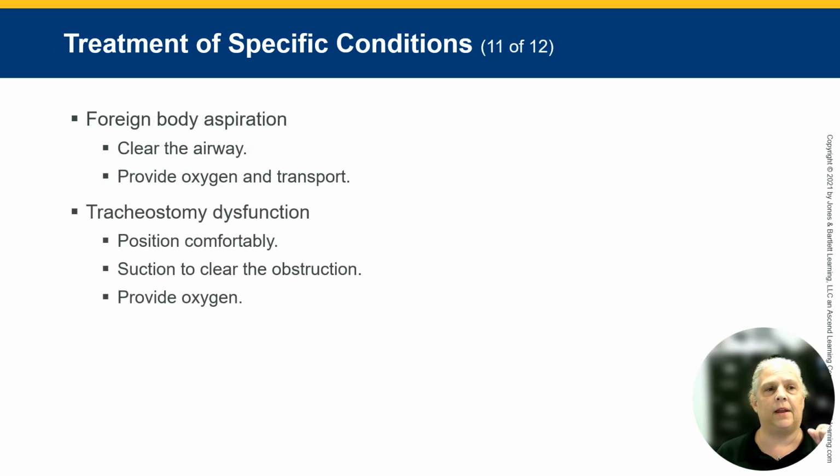For a foreign body airway aspiration, you're going to go ahead and clear based on age and provide oxygen transport. If they have a tracheostomy and it's dysfunctioning, you're going to put them in the position of comfort. You're going to suction to clear the obstruction. Once it's cleared, you're going to go ahead and give them oxygen. We're going to get a little bit more into detail with that trach in just a minute, I think.